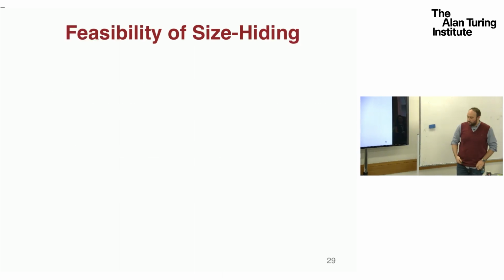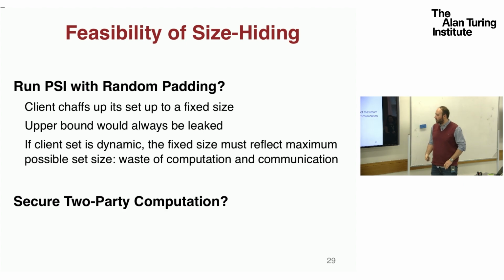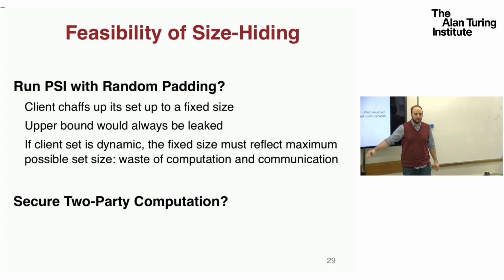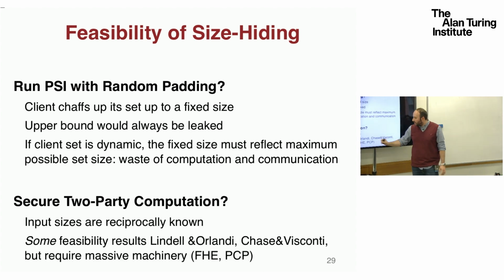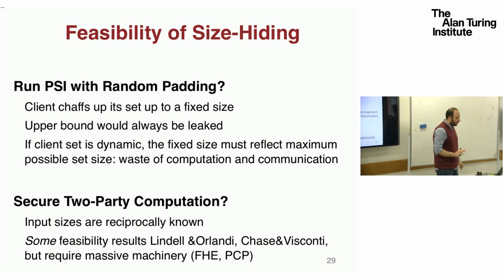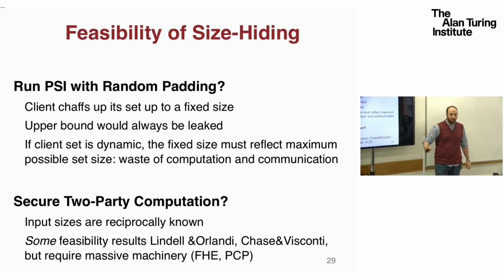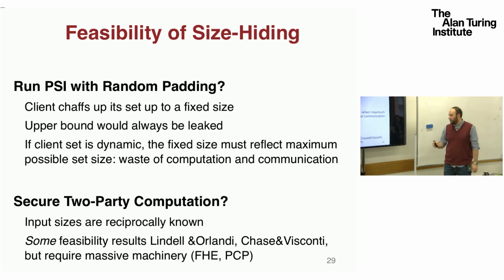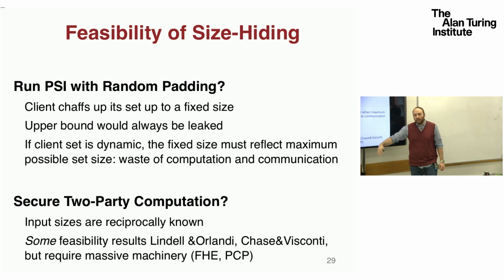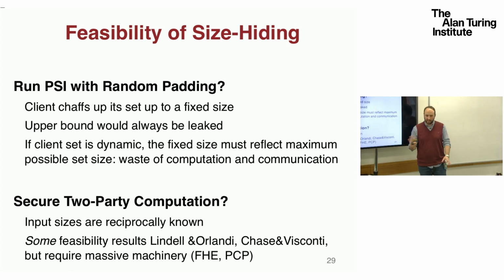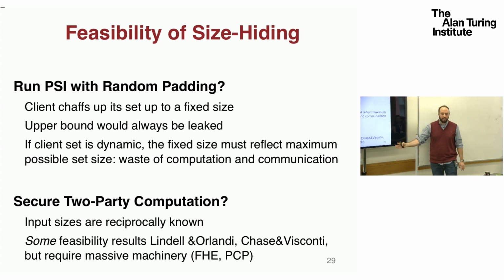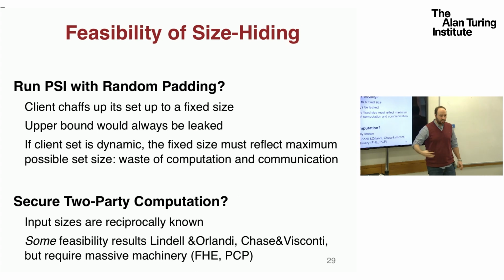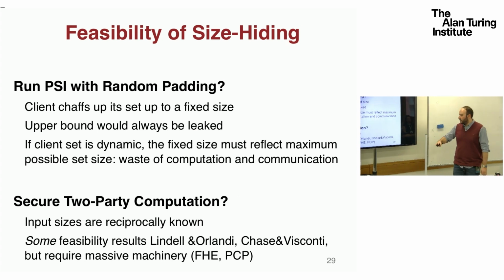Okay, so as I said, you can do some random padding, but that doesn't work. And actually, in secure two-party computation, like garbled circuits, this is not possible. There are some feasibility results as to what could in theory be achieved, and those are purely theoretical results that require massive machinery, like fully homomorphic encryption, or PCP, which is something that in practice no one will ever implement. But if you're interested in these theoretical results, those are really great papers, and you can see them.